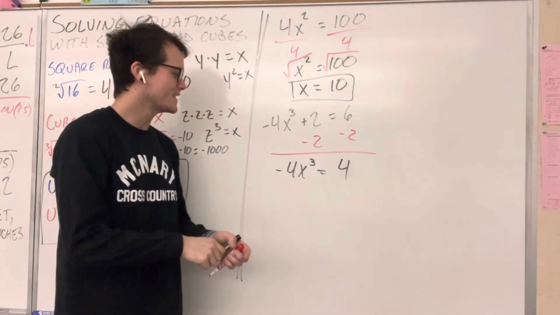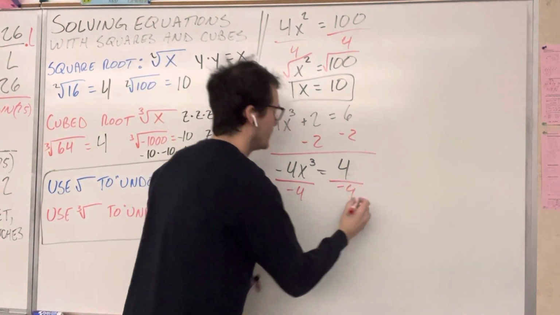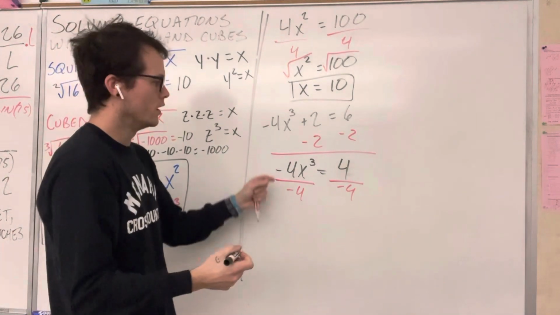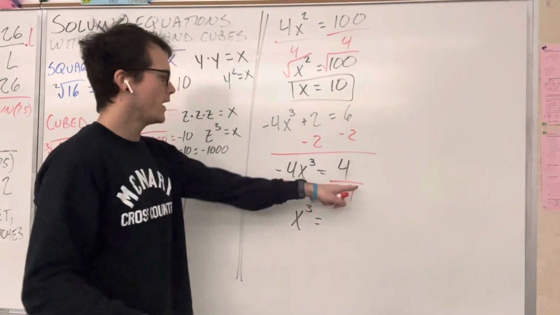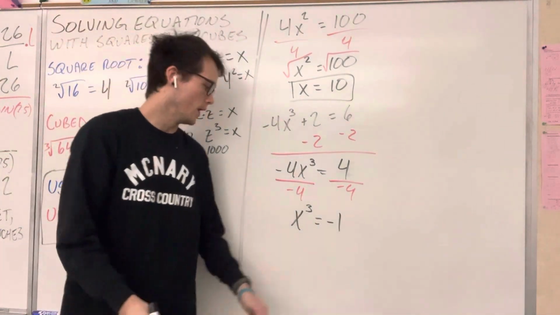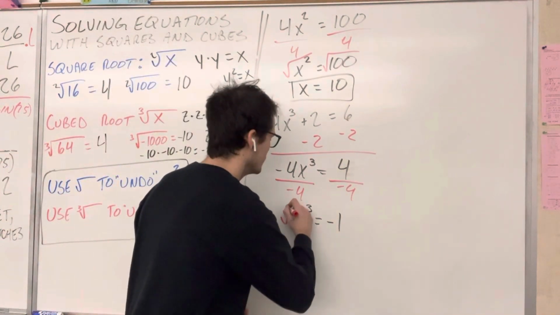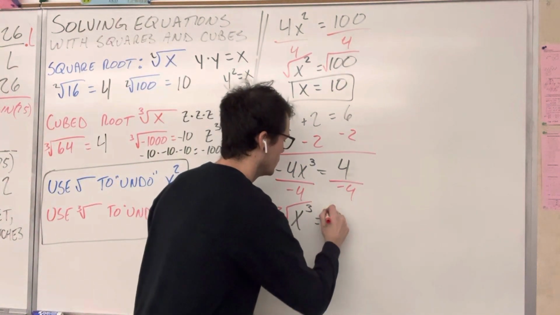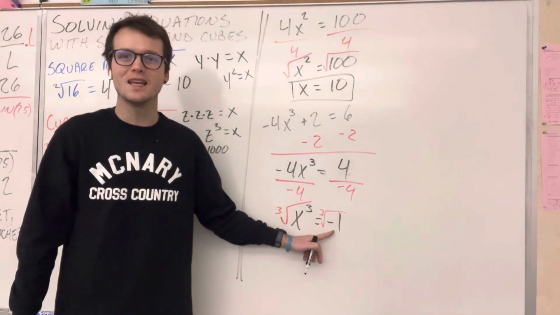So now we divide both sides by -4. -4 divided by -4 is 1. 1 times x cubed is x cubed. And this side, 4 divided by -4 is -1. Okay, this looks weird. This looks uncomfortable. Work with me though. So what number, when multiplied by itself 3 times, taking the cube root here, equals -1?